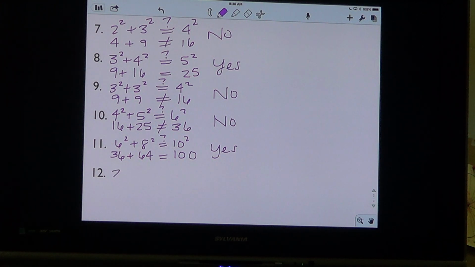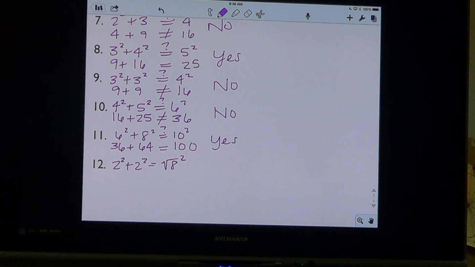2 squared plus 2 squared equals the square root of 8 squared. Good. And that'd be 4 plus 4 equals 8, which is good. Do you see that if we take the square root of 8 and then we square it, the square root and the square undo each other, and that just leaves us with 8? Yes? Okay.